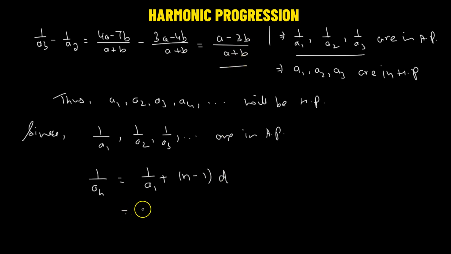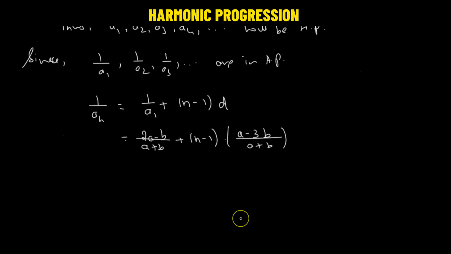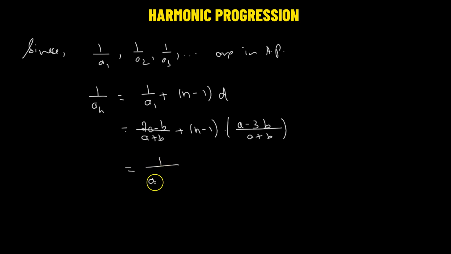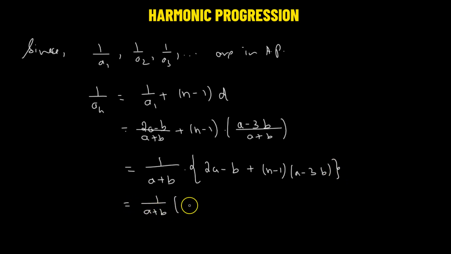So what's 1 over a1? We have already defined it, so that's going to be (2a minus b) divided by (a plus b) added to (n minus 1) times the common difference. Our common difference is (a minus 3b) divided by (a plus b). Fine. So we'll take 1 over (a plus b) as the common factor. So this will get multiplied to (2a minus b) plus (n minus 1) times (a minus 3b). Fine. So this will be 1 over (a plus b) multiplied to (2a minus b) plus n times (a minus 3b) minus (a minus 3b), that is minus a plus 3b.